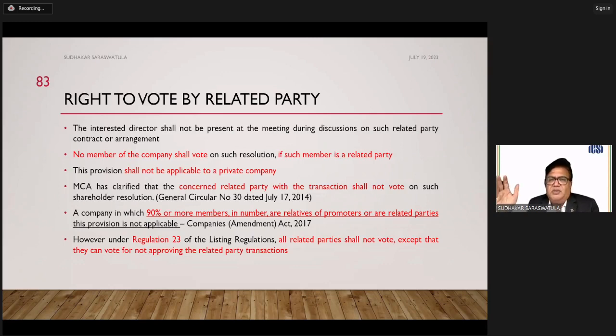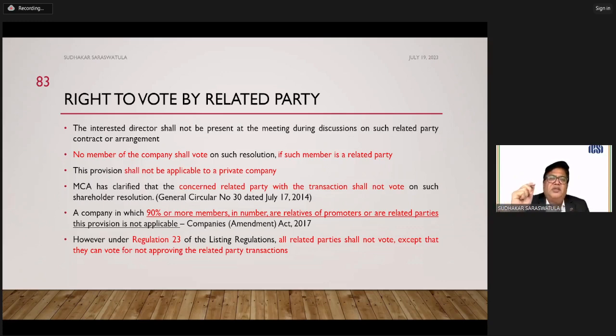Yes, right to vote of the related party. Related parties are not supposed to vote on the related party transactions, but this is not applicable to private limited companies. No member of the company shall vote on such a resolution if it is a related party; not applicable to a private company, sorry. The related party concerned with the transaction shall not vote. But if 90% or more members in number are relatives of promoters or related parties, then this provision is not applicable. They can vote.